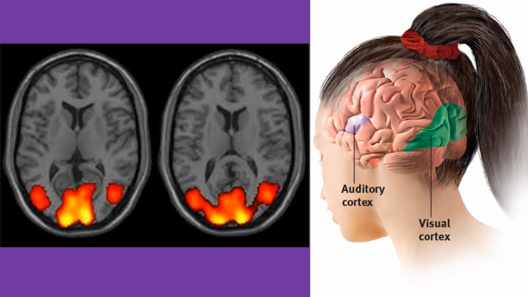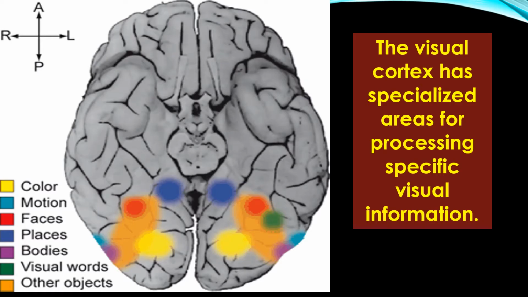Visual information is processed in the very back lower part of the brain in the occipital lobe. We have our primary visual cortex, and the auditory signals from our ears go to the temporal lobe where we process hearing or sounds. Here we see brain scans that show activity in the visual cortex. The visual cortex in the very back of the cerebrum in the occipital lobe has specialized areas for processing different information about the visual world.